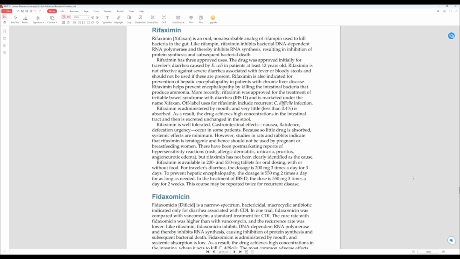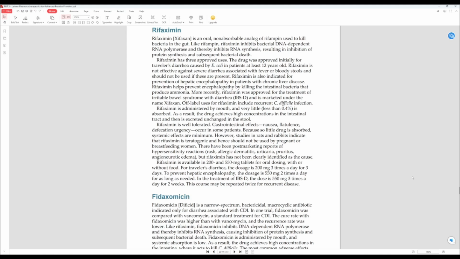However, studies in rats and rabbits have indicated that rifaximin is teratogenic and therefore should not be used by pregnant or breastfeeding women. There have been post-marketing reports of hypersensitivity reactions, which include a rash, allergic dermatitis, urticaria, pruritus, and angioneurotic edema. But rifaximin has not been clearly identified as the cause.